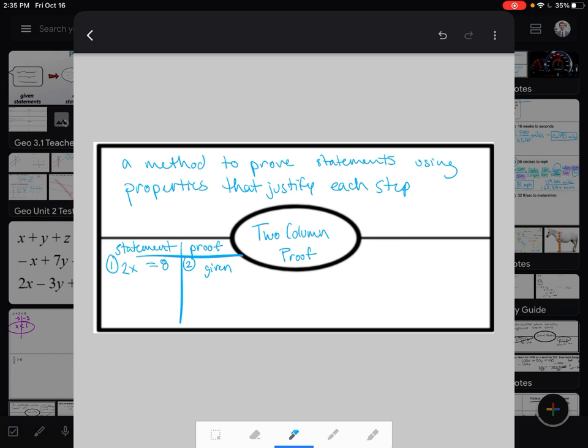That's the initial information. And from there, every single little thing that we do, we have to say why we do it. So here, we divide by 2 on both sides. That's actually called the division property. Just put a 1 there, actually. So division property. And using this division property, we get to x equals 4, which is the conclusion that we're looking for.